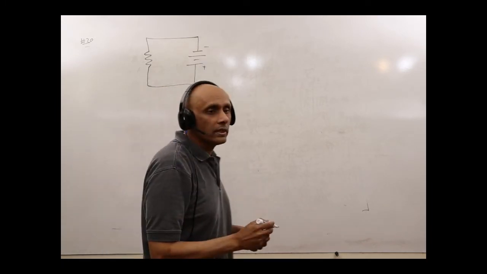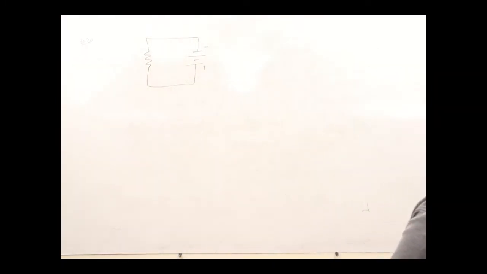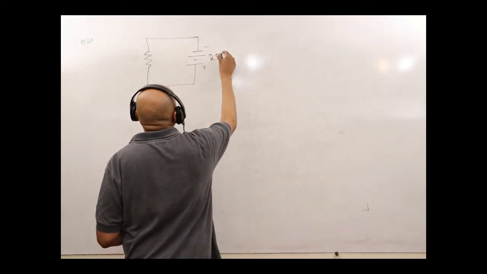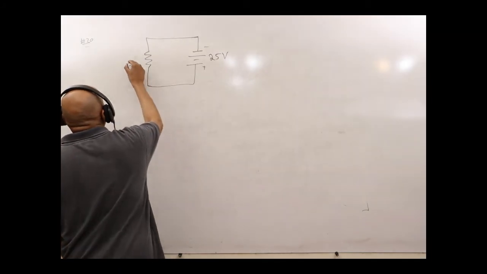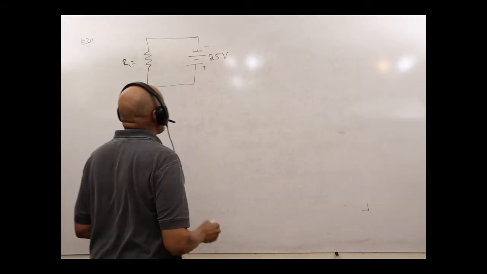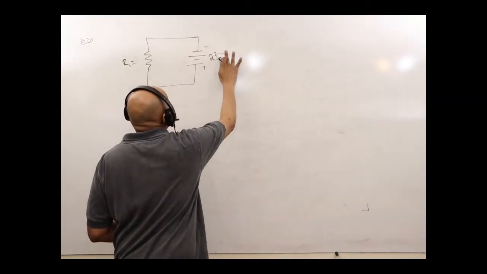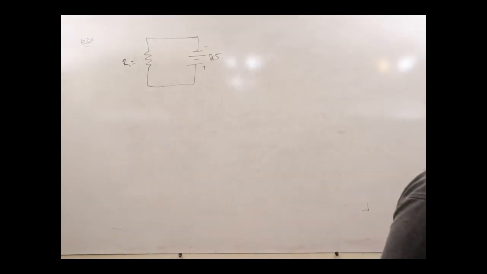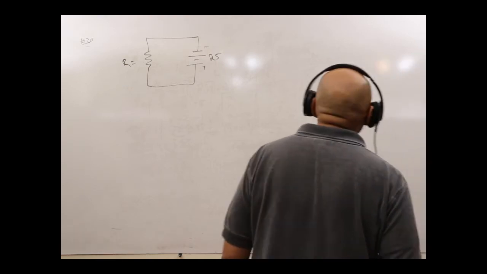We're told that the battery has a voltage of 25 volts. So that's 25 volts. I'm sorry, I don't usually put numbers in, but I don't want to use symbols. The resistor R is equal to 5 ohms, so this is 5.